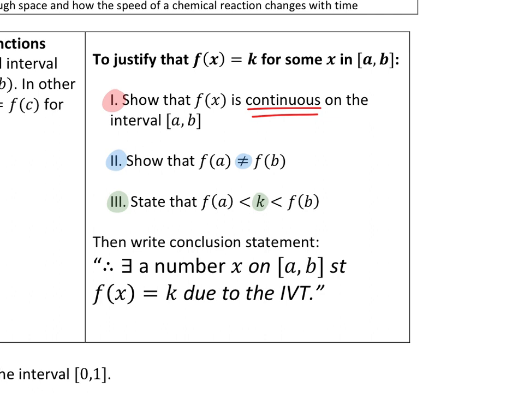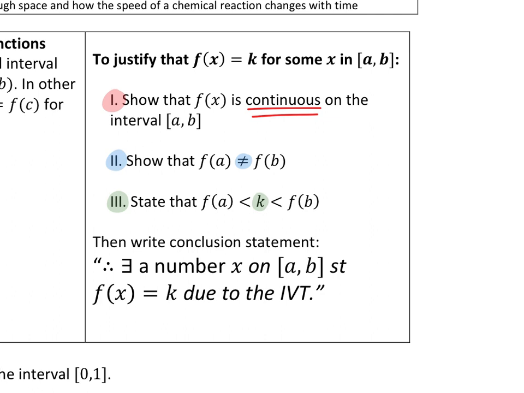If we can meet all 3 of those requirements or steps, then we write the conclusion statement, and we are going to practice using the mathematical vocabulary, the symbols that mathematicians use. This is how you will write most of your answers, and it's pronounced like this. Therefore, there exists a number x on the interval from a to b such that f of x is equal to k due to the intermediate value theorem.